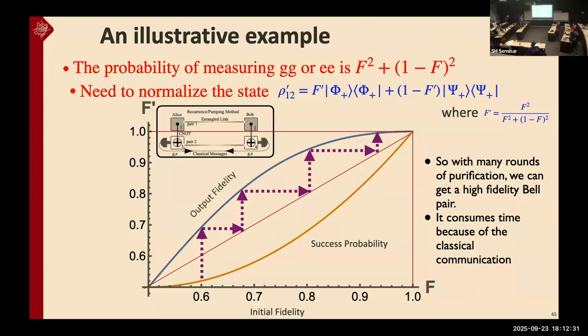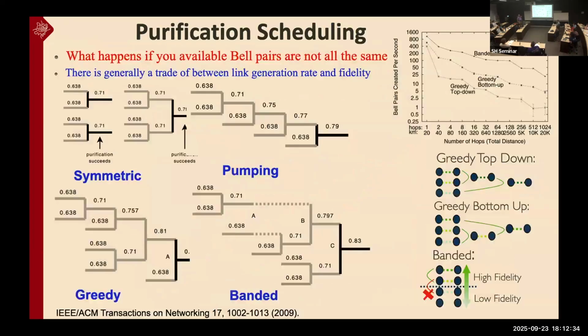Is this the only way to do purification? No, there's a zoo of schemes. I showed the original one, but there's work we did with Rod Van Meter and Kae Nemoto. When Rod was a young man, 2009, so as you see, over 15 years ago, we looked at different ways. You've got these entangled pairs that may have different fidelities. What way do I put them together? Do I put high with high and then I come down? Do I put the lowest together? How do I schedule these, okay?